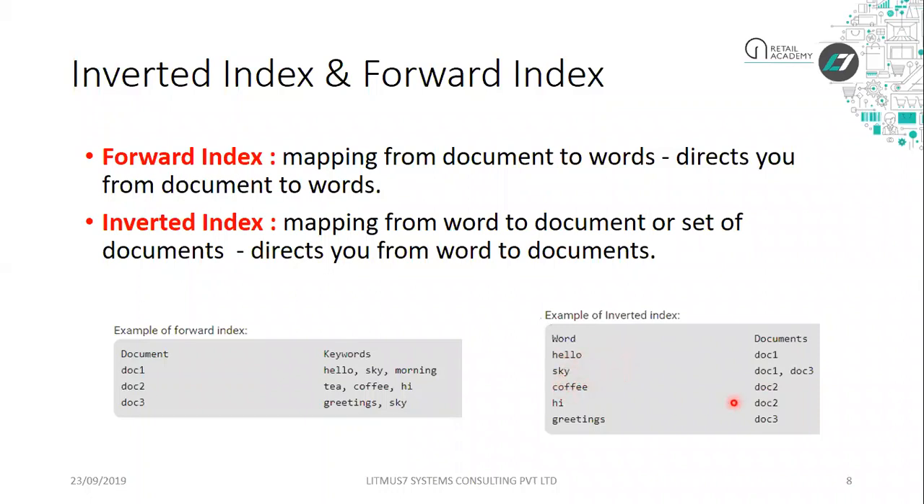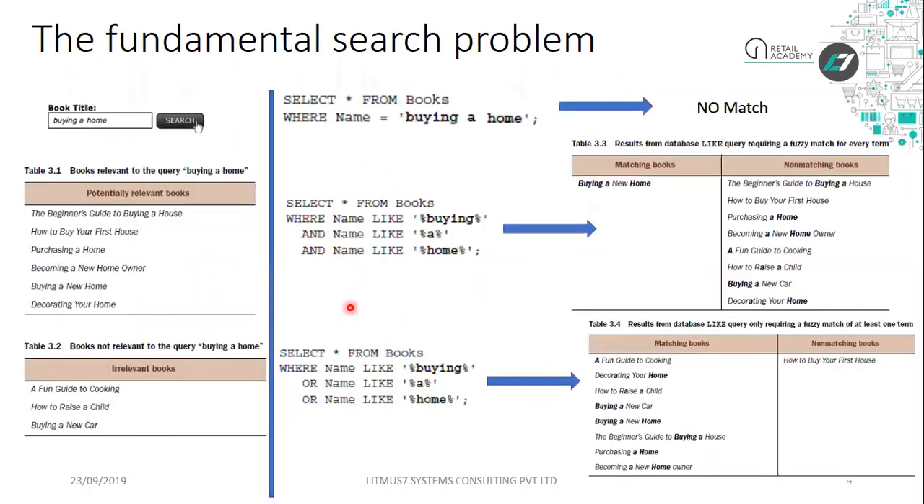Like you can see, the word sky comes in doc1 and doc3. So from the word sky, it's very easy for you to navigate to the documents, like which all documents the word sky belongs to. From a particular word, it's easy to navigate to the documents using the inverted index. That's a basic concept.